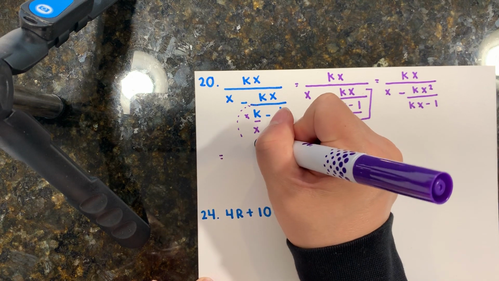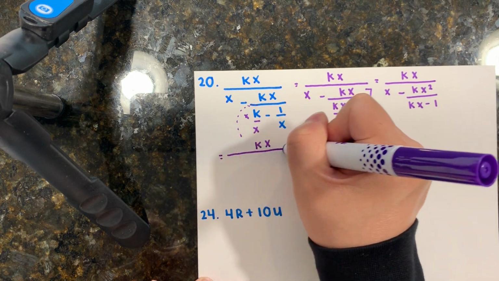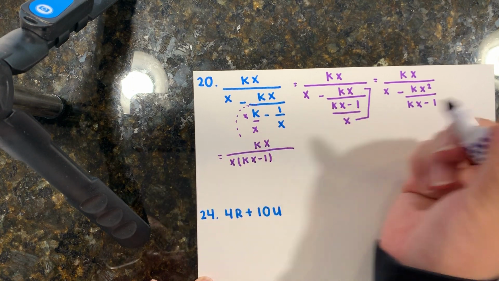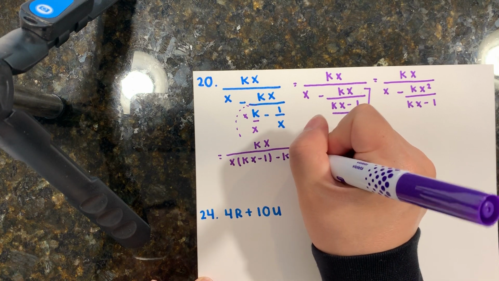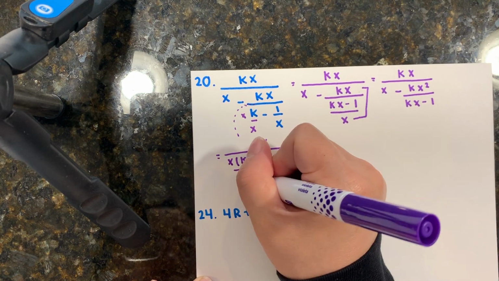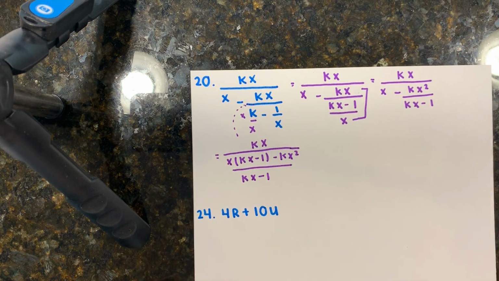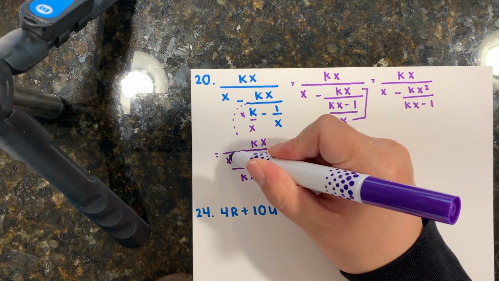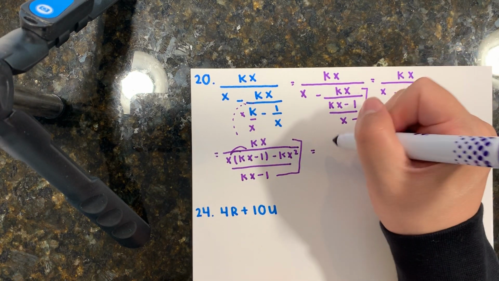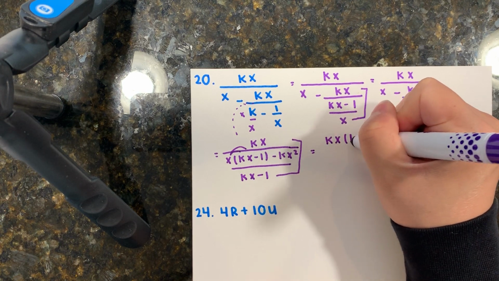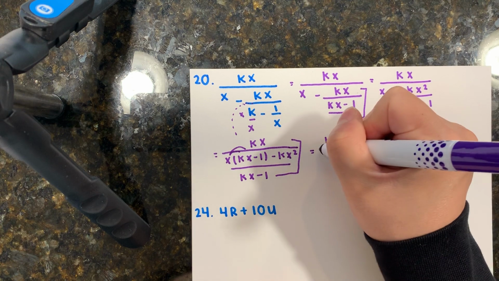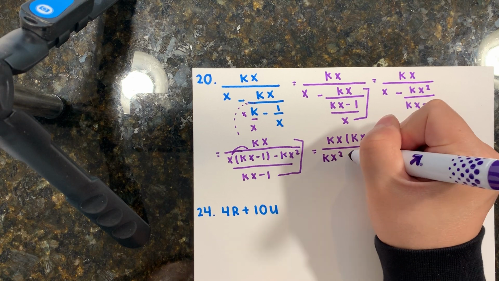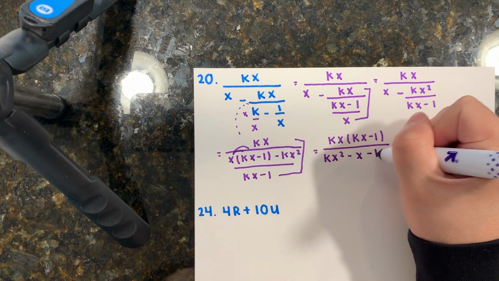So this would be kx over x times kx minus 1, then minus kx squared all over kx minus 1. You are going to end up multiplying this denominator by this numerator, but I do need to distribute this x as well. So when I multiply the numerator, it would be kx times kx minus 1 over, and that would turn into kx squared minus x minus kx squared.